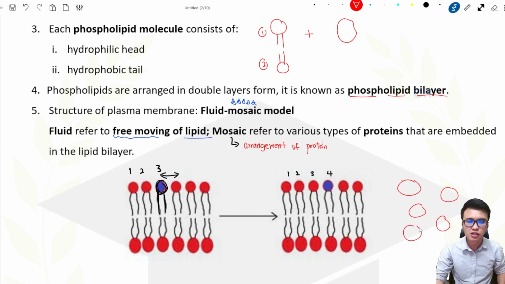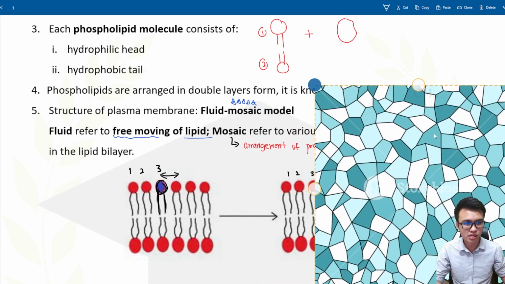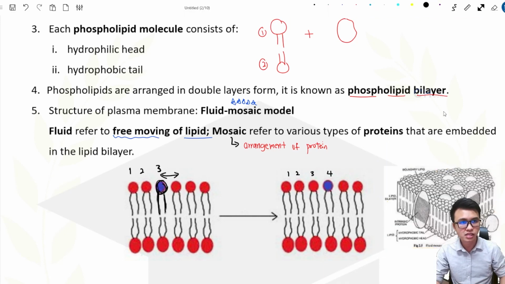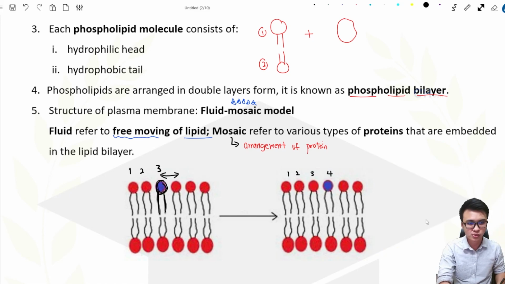Let me Google for you to see the mosaic patterns. Now this is how the mosaic pattern looks. They look like this, organized but not really that organized, one piece like that. You can see the arrangement of the protein looks really like a mosaic pattern. Am I right? One piece like that. So that's why we call it a mosaic. Mosaic refers to the arrangement of the protein.